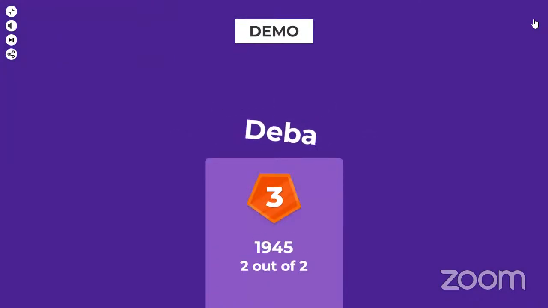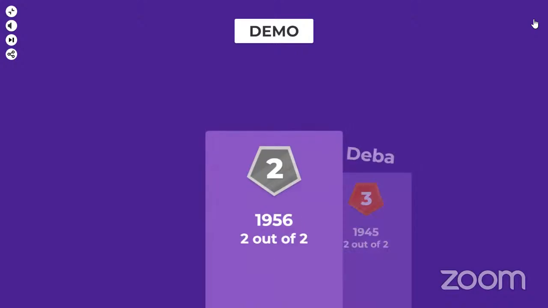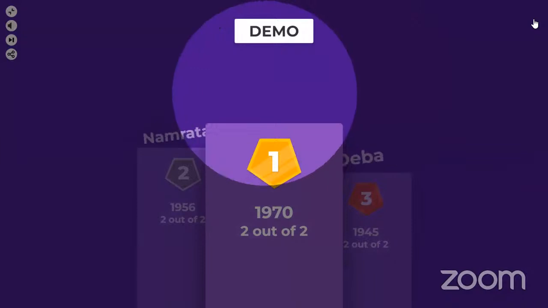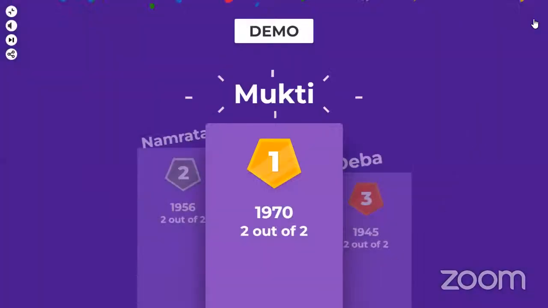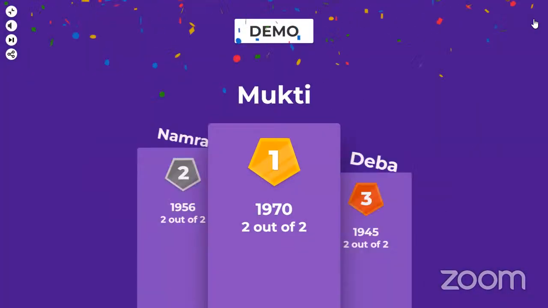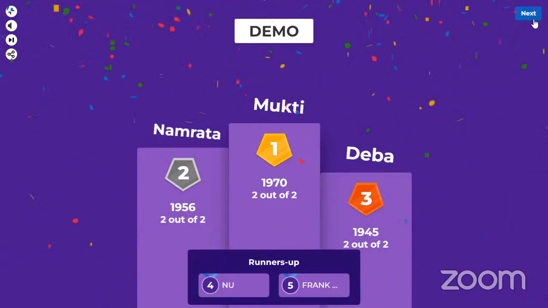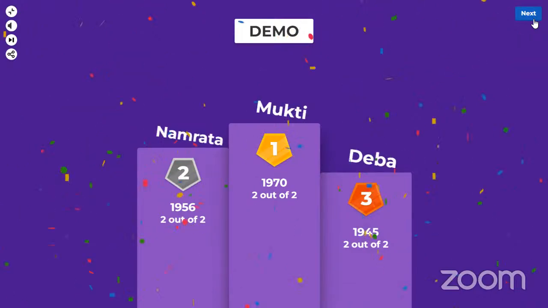At position number 3 is Deba. At number 2 is Namrata. And at position number 1 is Mukti. Great. So I hope everyone is clear about how this actually functions. The runners-up, Frank, Gary, and Nu, their names have also been made visible.